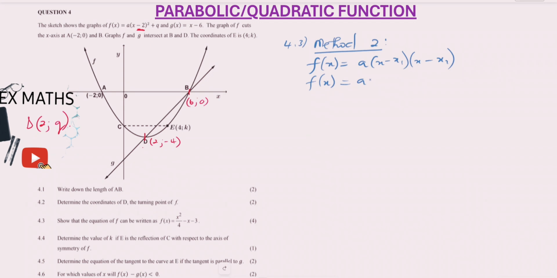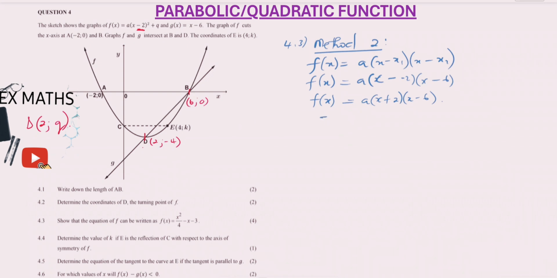So our f of x is equal to a open bracket x minus, our x1 is minus 2, so that's going to be x minus minus 2, then x minus x2, which is the coordinate of b, which is 6. Then this is going to be f of x is equal to a open bracket x plus 2, x minus 6. Then we can use our turning point, the coordinates of d, to determine the value of a.